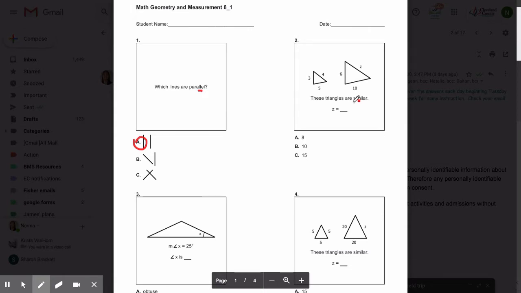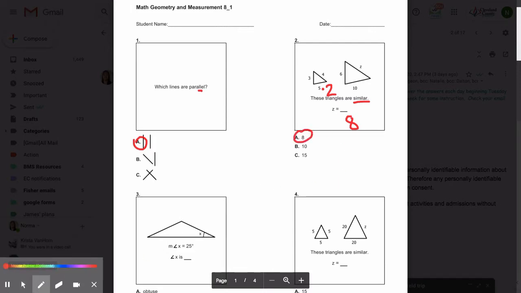For number 2, these triangles are similar, and I reminded some of you that similar means they change by the same proportion. So we're looking at how does 5 change to 10? By what proportion? By being multiplied by 2. What is 3 times 2? It is 6. And you'll notice these are our corresponding sides to our triangles. So we're going to do the same thing to 4. 4 times 2 is, that's right, 8. So our answer is A.